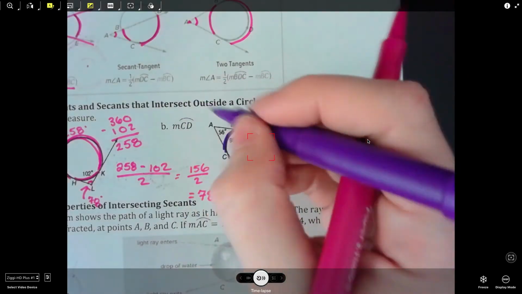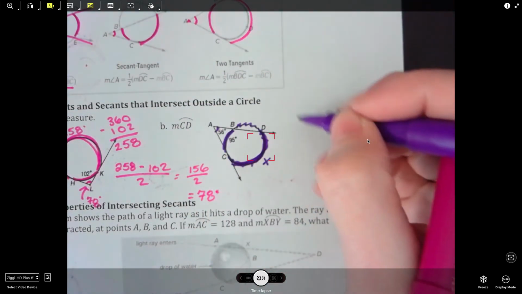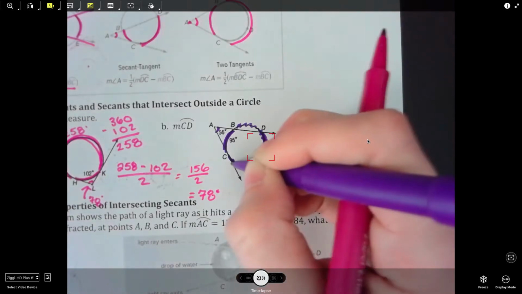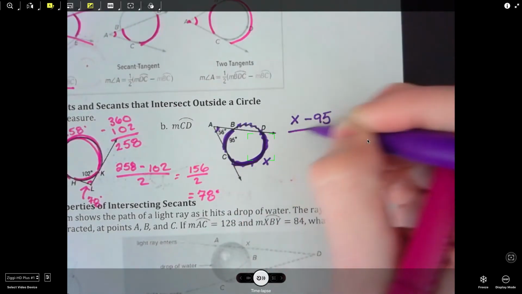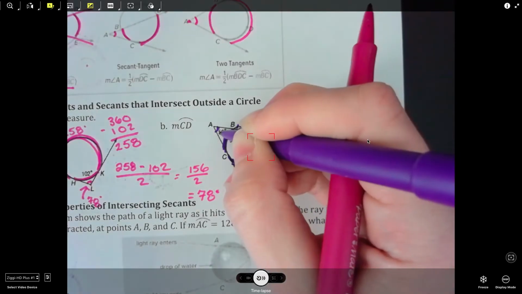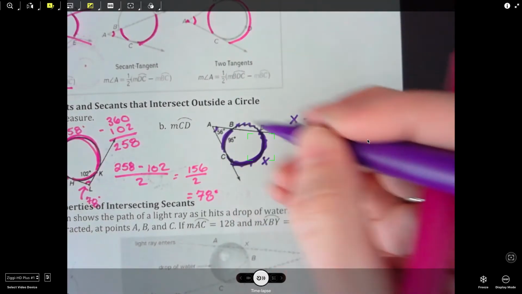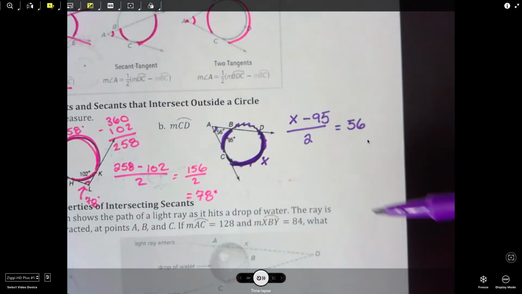Okay? 56 is the measure of this angle. So what I would do is take X, subtract 95, the large arc minus the small arc, and divide that by 2, and that would be equal to 56, the angle. All right? This large arc minus the small arc divided by 2 is 56.